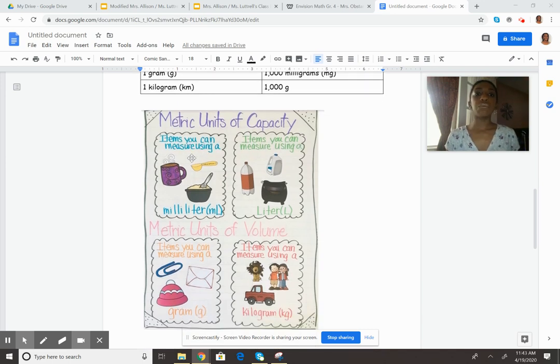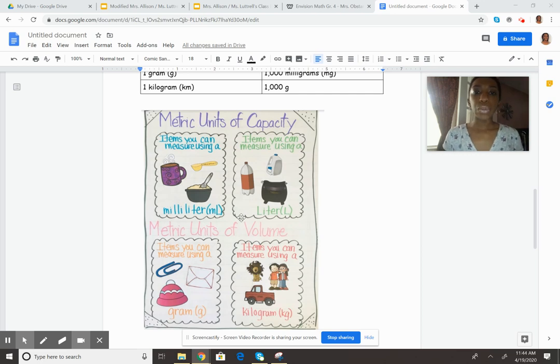Looking at the items you can measure using milliliters, you have cups of coffee, or when you're measuring tablespoons of different types of foods, or even ingredients if you're baking a cake. Say for instance salt or sugar or some flour, you can use milliliters to measure.